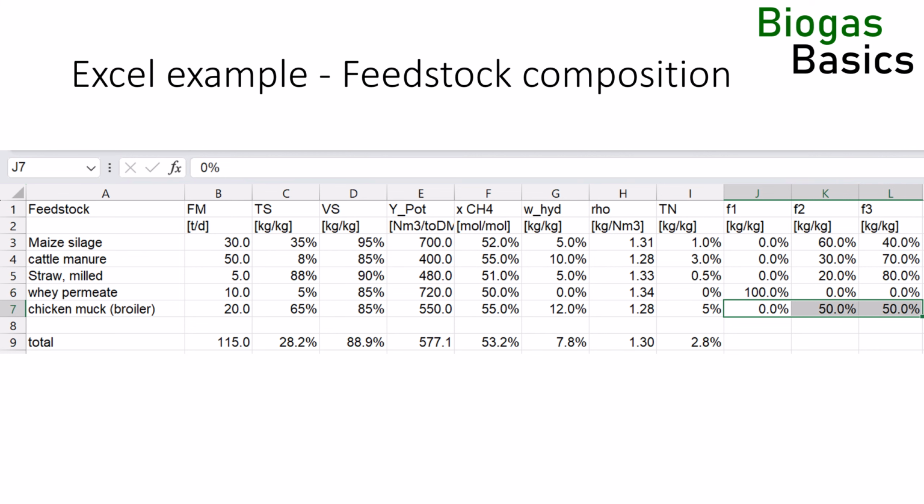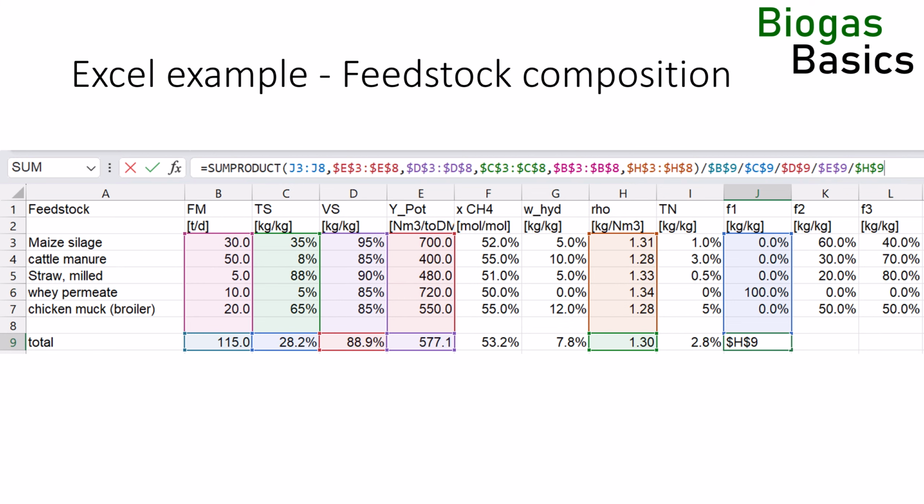Next, we calculate the fraction 1 weight percentage of the total biogas produced by the feedstock mix. It is the sum product of fresh matter, TS, LOI, biogas potential, density, and fraction 1 divided by the total fresh matter and average TS, LOI, biogas potential, and biogas density. In total, 1.9% of the total biogas potential stems from fraction 1, which comes exclusively from the whey permeate.